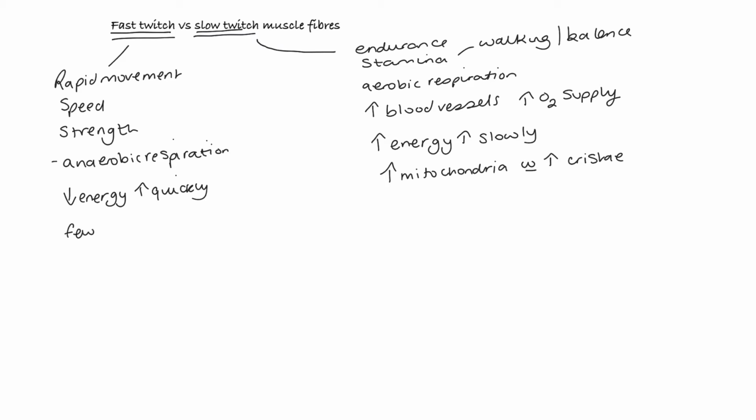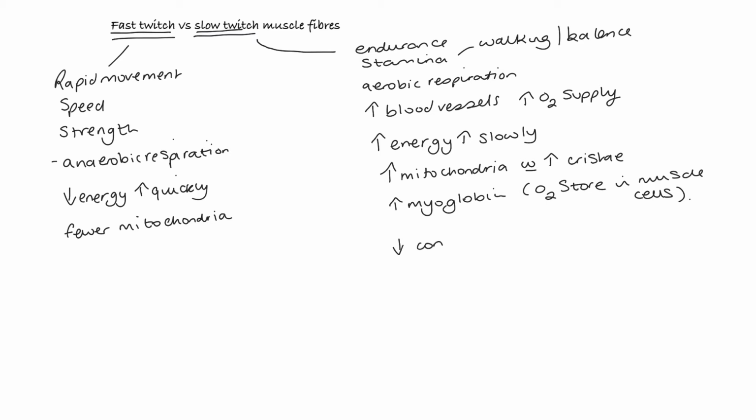We will also see more myoglobin in slow twitch muscle fibres, and we know that myoglobin is a way of storing oxygen in muscle cells, and we see far less myoglobin in fast twitch muscle fibres. So slow twitch muscle fibres have a lower contractile force in comparison to fast twitch muscle fibres. They have a much higher contractile force. So slow twitch muscle fibres can generate lower power but for a longer period of time.